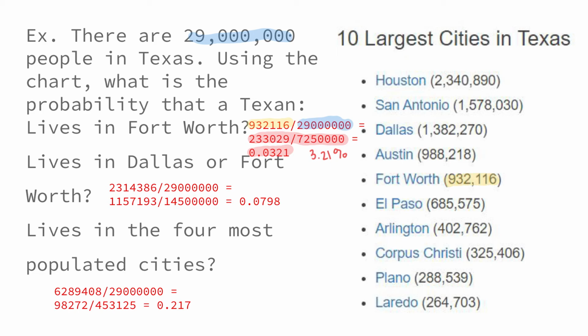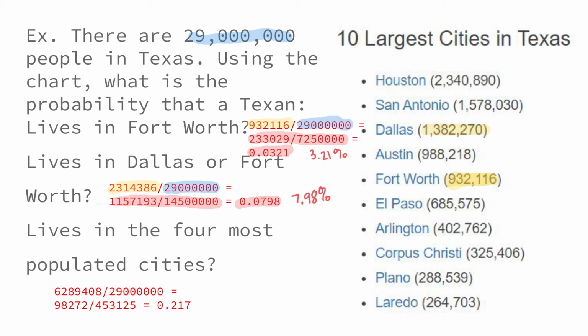If they're going to live in Dallas or Fort Worth, okay, so Dallas or Fort Worth, we're going to have to combine these two amounts. So the 1,382,270 and 932,116 comes out to be this amount right here. We're still dividing it by that total amount here, and this is what you get. Which comes out to be 0.0798, and if we're going to write that as a percent, that would be 7.98%.